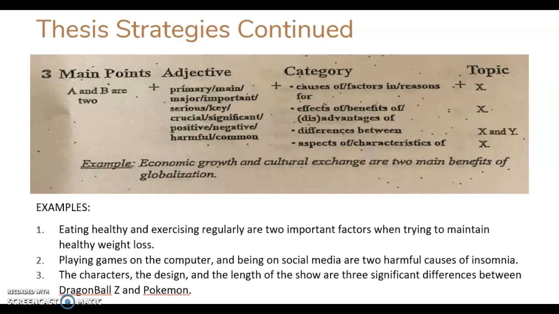The third strategy that we're going to discuss today is a little bit different than the first two. This time, you're going to lead your sentence with the main points, then whatever adjective, then a category, depending on what you're asked to write, and then the topic. So for example, economic growth and cultural exchange are the main points that they're going to talk about. Their two main benefits is the category of globalization, which is the specific topic. This is definitely an effective way to write a thesis statement.